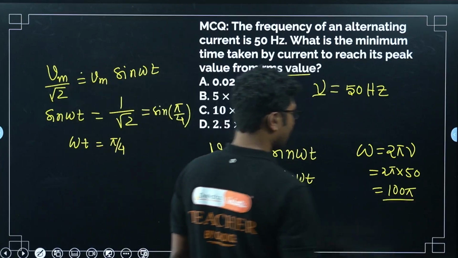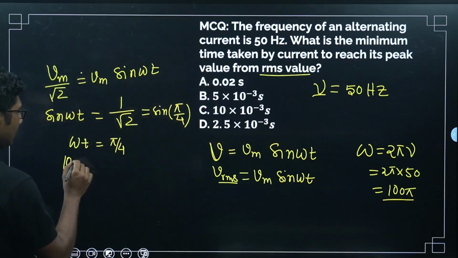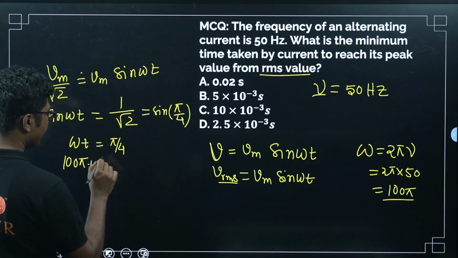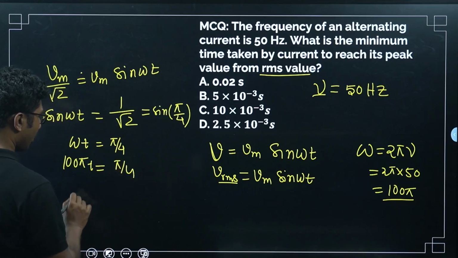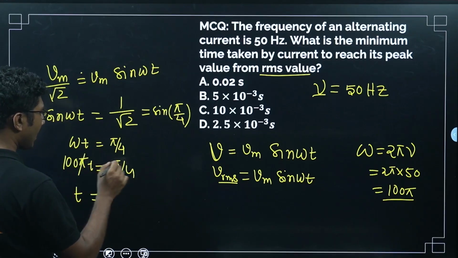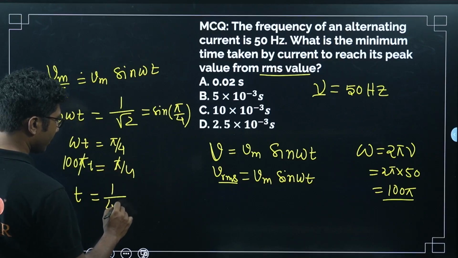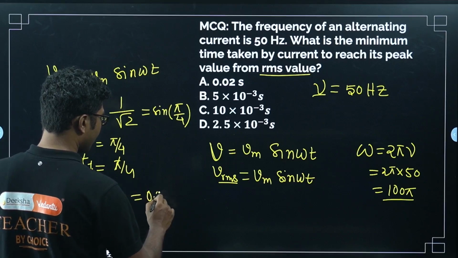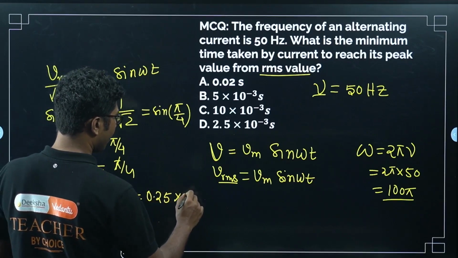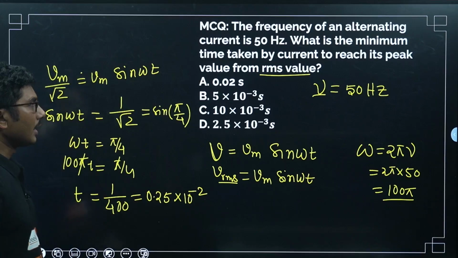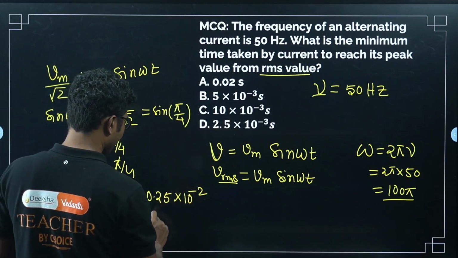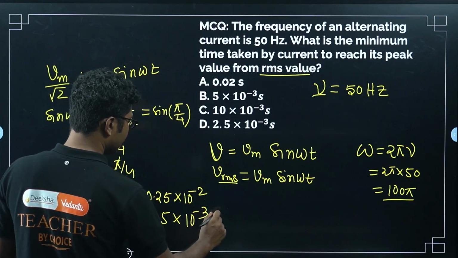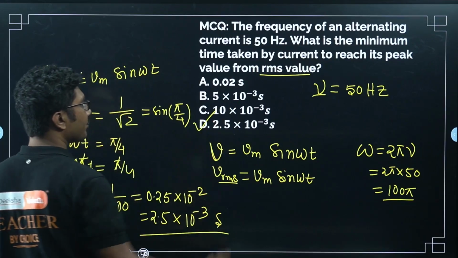Now use the value of omega, 100 pi. So 100 pi times t is equal to pi by 4, or t is equal to, pi cancels, 1 by 400. So 1 by 400 can be written as 0.25 times 10 to the power of minus 2. Now if you see the correct option, written in terms of the option, it will be 2.5 times 10 to the power of minus 3 seconds. So the correct answer is option D.